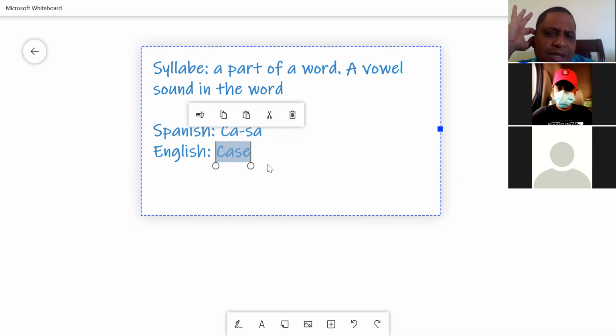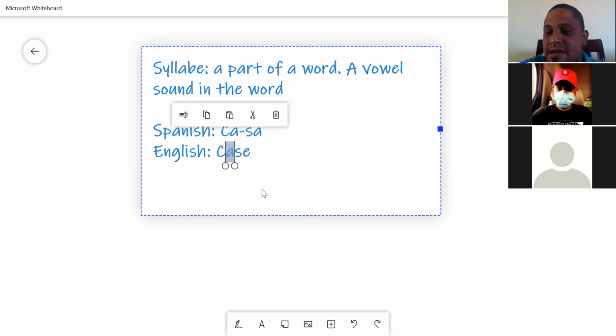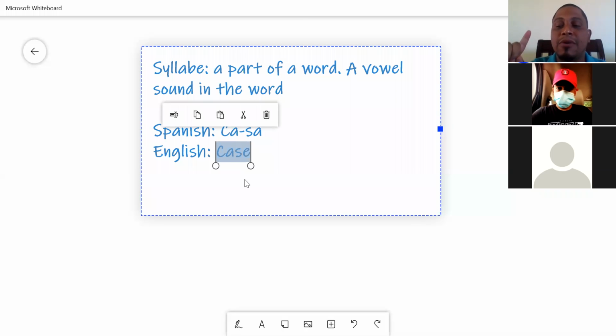How many vowel sounds do you listen to over there? When I say case, what do you think? One. One, and that sound is that one. You see, A is A, so case, okay? And that's right, we say that here, we only have one syllable.